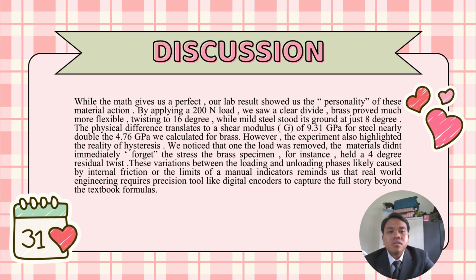We noticed that once that load was removed, the materials didn't immediately forget the stress. The brass specimen, for instance, had a 4-degree residual twist. This variation between the loading and unloading phases is likely caused by internal friction or the limit of the manual indicator. It reminds us that real-world engineering requires precision tools like digital encoders to capture the full story beyond the textbook formula.